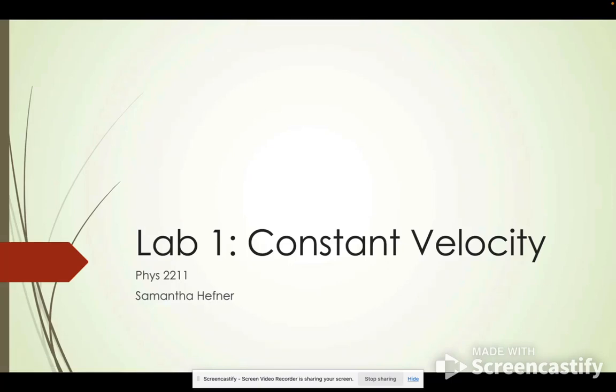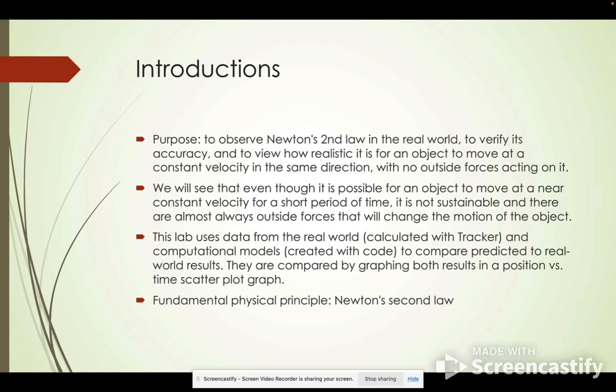This is Lab 1, Constant Velocity, by Samantha Hefner in Physics 2211 at Georgia Tech. The purpose of this lab is to observe Newton's second law in the real world. We're going to verify its accuracy and view how realistic it is for an object to move at a constant velocity in the same direction with no outside forces on it.